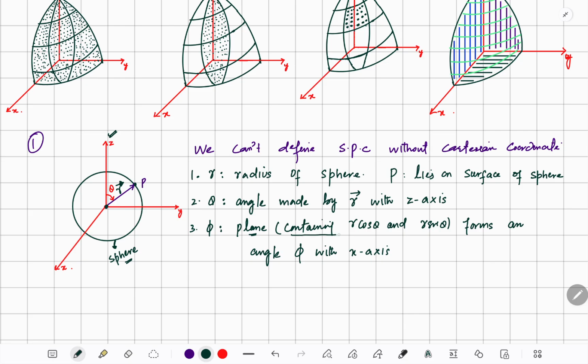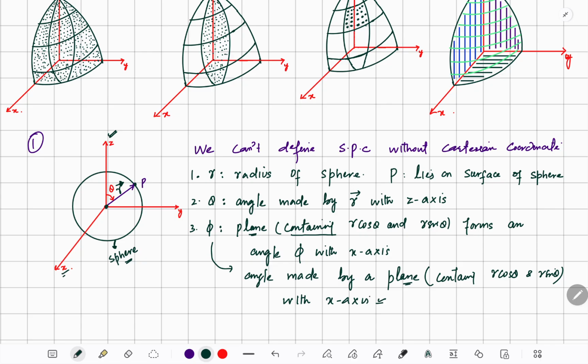This phi is the angle made by a plane. Which plane? The plane containing r cos theta and r sin theta, with the x-axis. The x-axis is fixed, so this one is the x-axis. So basically it's an angle made by two projections of r.